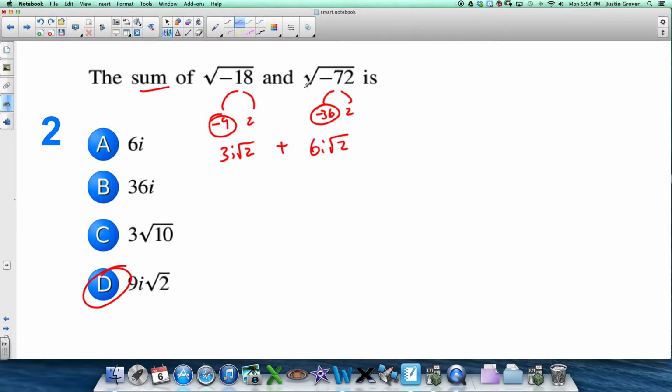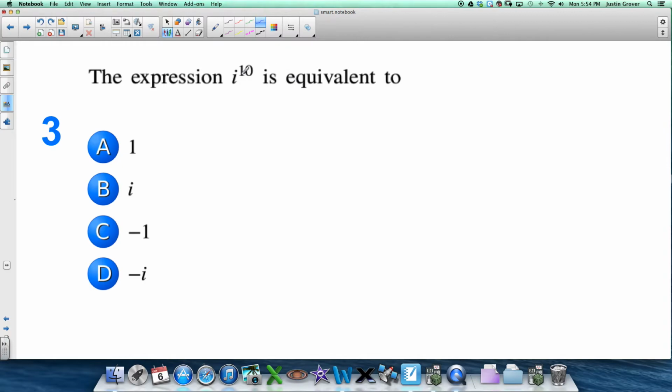So again, simplifying negative radicals, or negative square roots, is really no harder than simplifying positives. You just got to remember to have that i there to represent that this is an imaginary number. The other thing we're going to talk about in this video, other than the square root of negative numbers, is what we call the powers of i. Like we see, what is i to the 10th equivalent to?